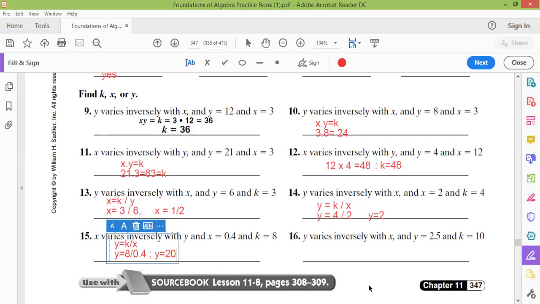Actually, I said the answer, and he asked how. I forgot to put the zero. It's written 0.4. I didn't put the zero.